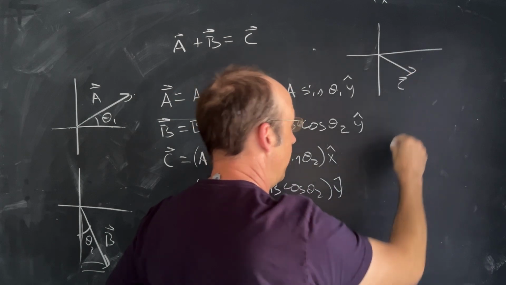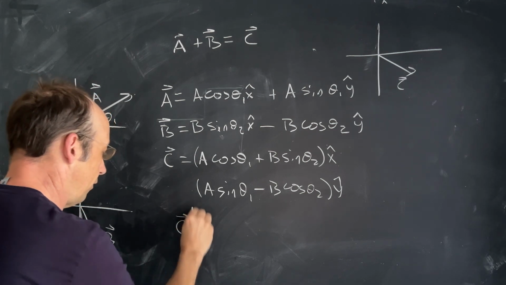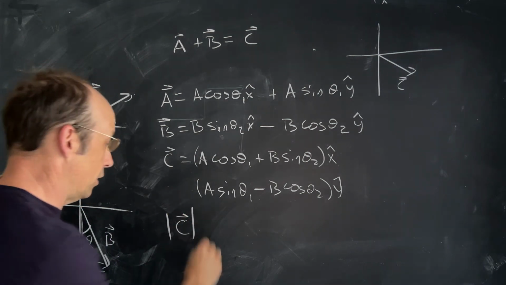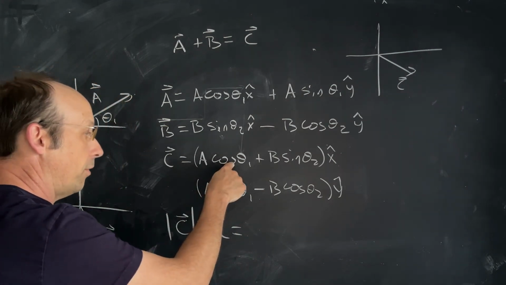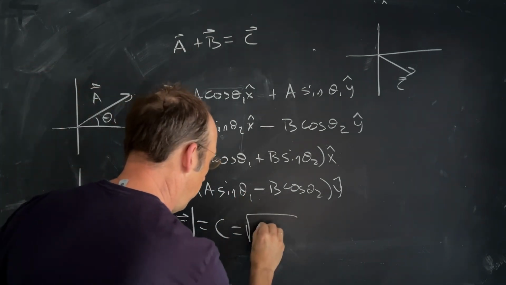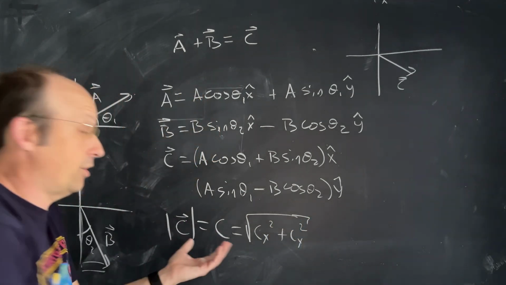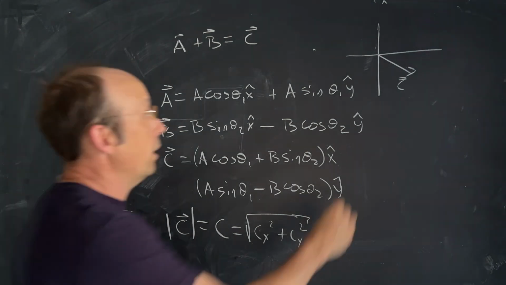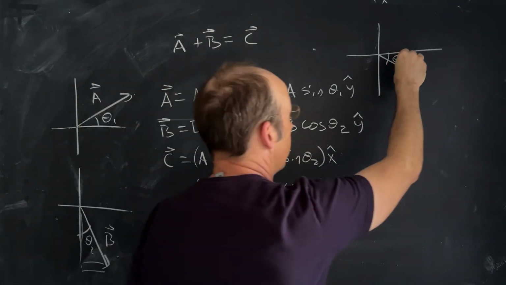Well, I can find the magnitude of c, which we can write two ways. I can write this as c with absolute value signs around it, or just c. And that's going to be equal to the square root of the x component squared plus the y component squared, cx squared plus cy squared, because that's just the Pythagorean theorem. Now, if I want to find this angle right here, you do have to be a little careful. I'll call that theta 3.